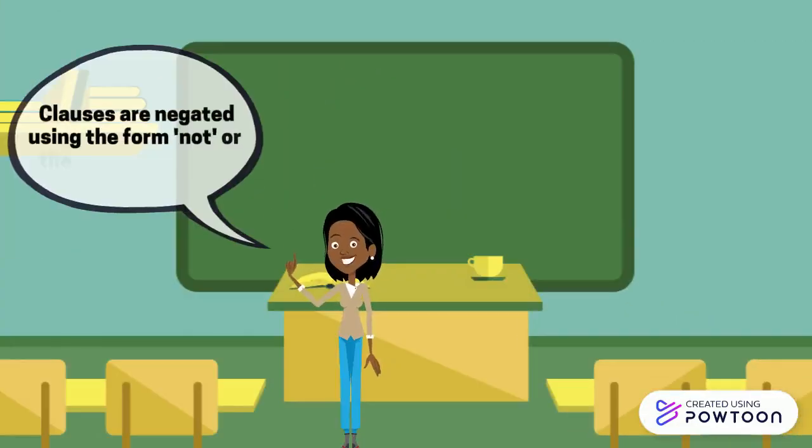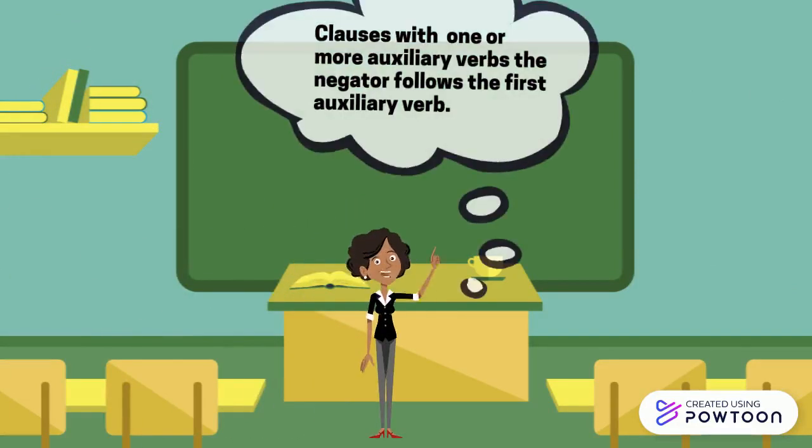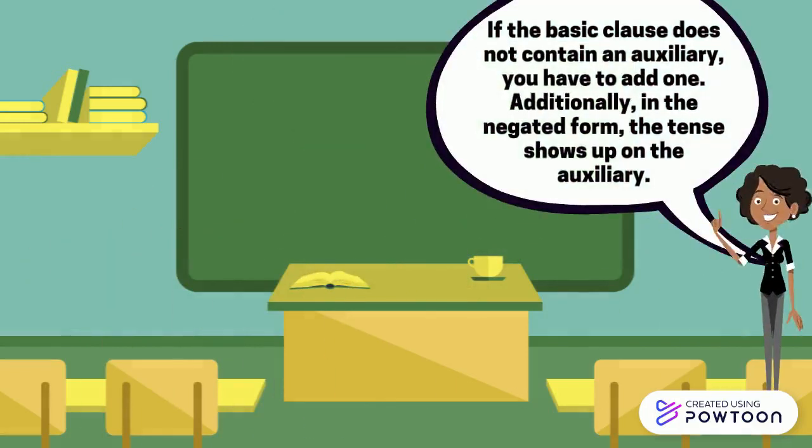Clauses are negated using the form not or the contraction n't. In clauses that have one or more auxiliary verbs, the negator follows the first auxiliary verb. If the basic clause does not contain an auxiliary, you have to add one.